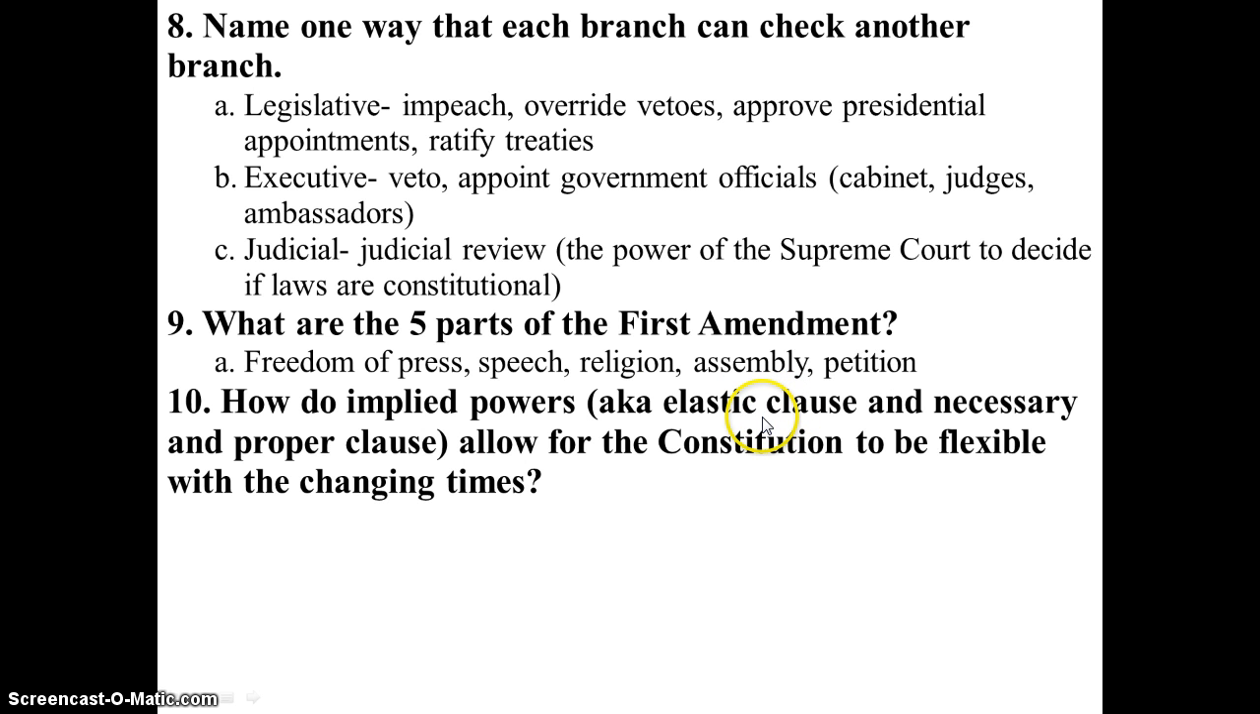You just think of, ooh, my sweatpants, they let the extra poundage happen, or necessary and proper. Oh, that makes sense. I know what necessary and proper means. You need to know, if you see implied powers, that that's what those two things are. So what do they do to allow the Constitution to be flexible?